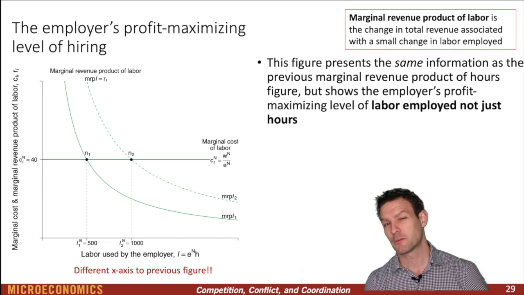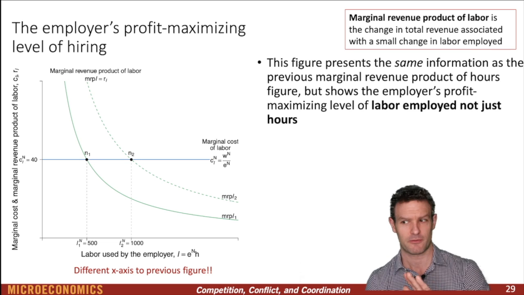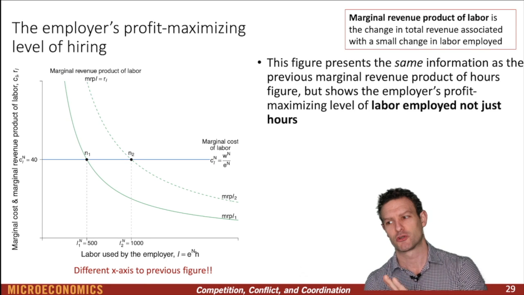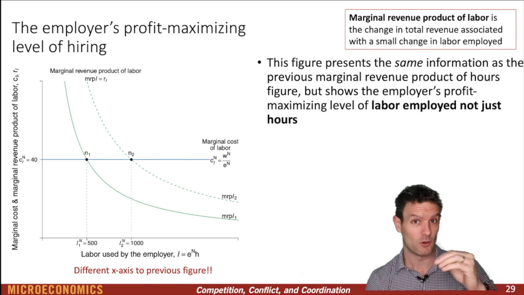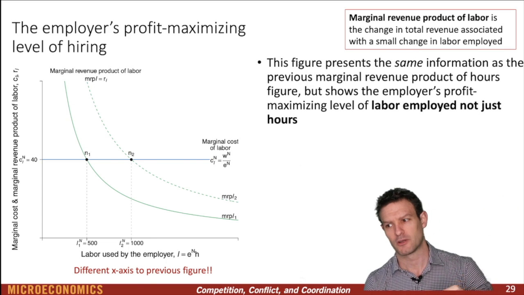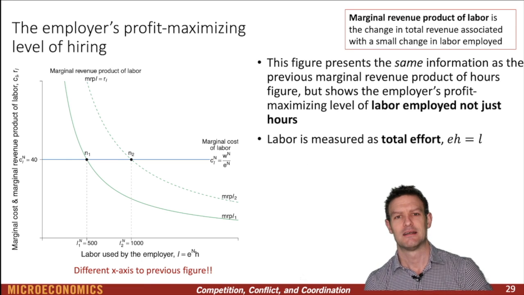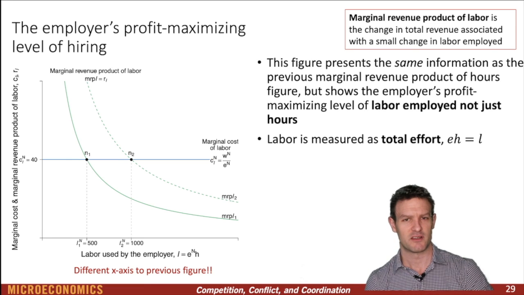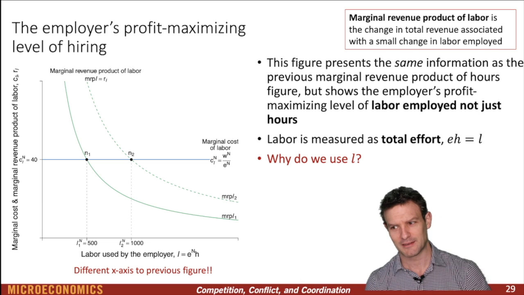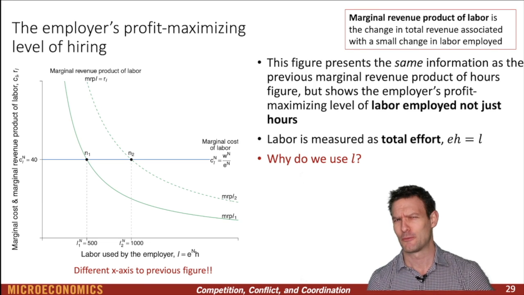Okay, so this figure presents the same information but in a slightly different way. What's happening is we're showing the marginal product of labor rather than the marginal product of an hour, which is what we saw in the previous figure. Okay, so it's labor employed, not just hours of labor employed. Like I said, labor employed is equal to the total effort, effort times hours hired. I've already explained why we use L. If you don't remember, go back and ask yourself: why are we using L here? Think about how we get our output.